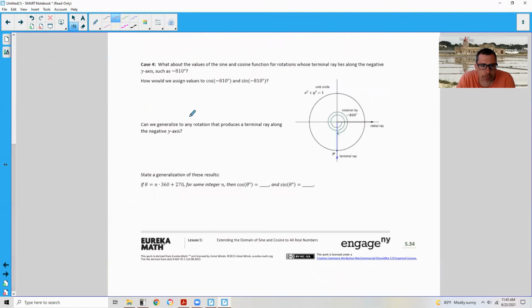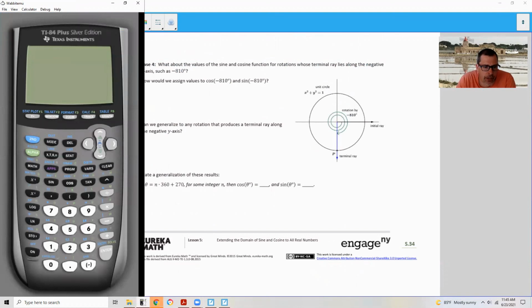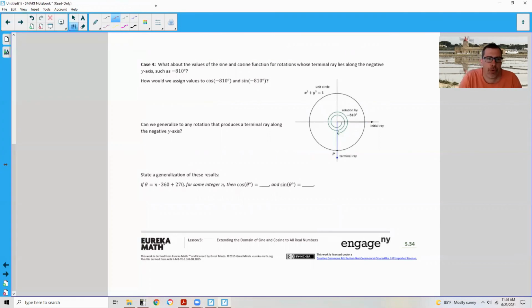All right, case 4. What about the value of the sine and cosine functions for rotations whose terminal ray lies along the negative y-axis, such as negative 810 degrees? So if I take my calculator and say 810 divided by 360 equals 2 1/4 rotations. So 2.25 rotations, that would be 360 degrees plus 270.